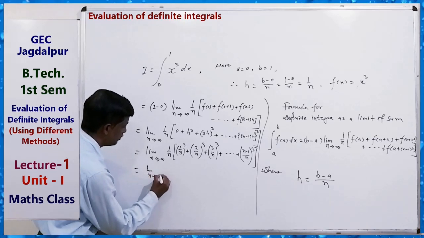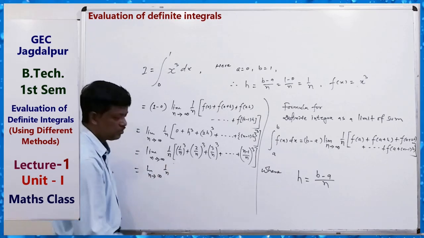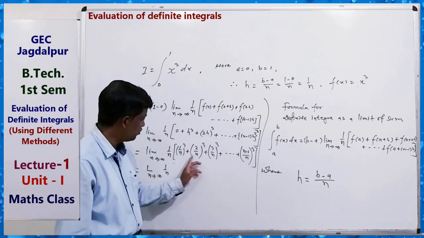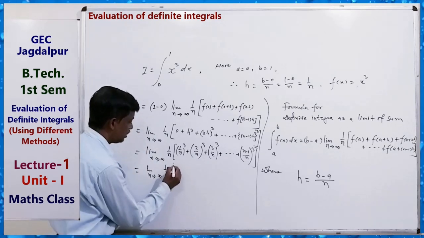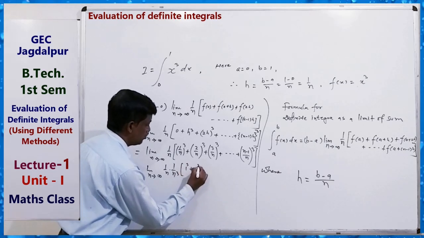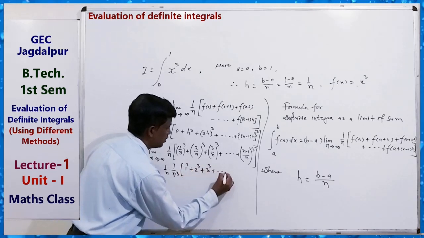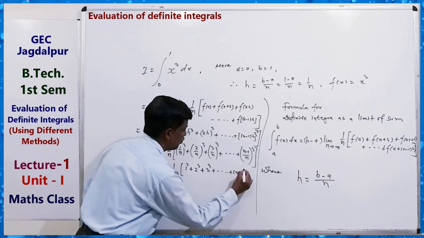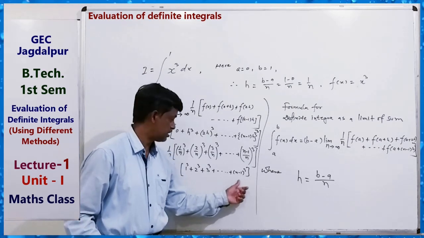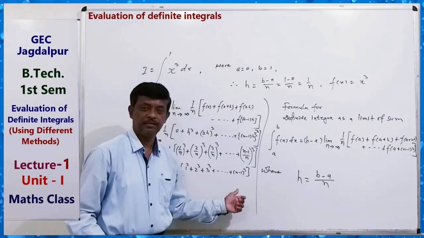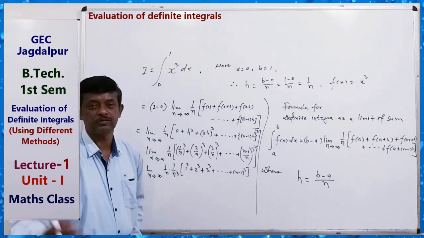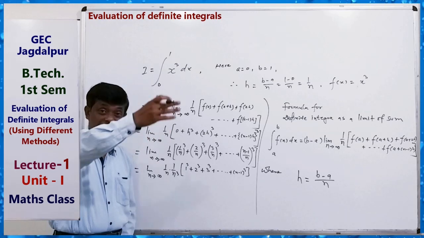So you can get the limit as n tends to infinity of 1 by n. Here you can see that each term is a cube, so the n cube denominator can be taken outside. So we get 1 cube plus 2 cube plus 3 cube plus up to n minus 1 cube. Just use the series from the previous class.